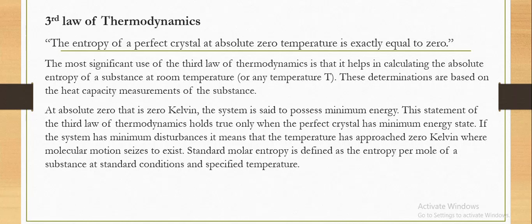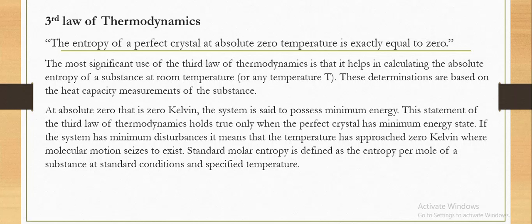absolute entropy of a substance at room temperature. These determinations are based on the heat capacity measurements of the substance. So what is entropy? Entropy is the measure of disorder in the universe. So the higher the entropy, the higher the disorder. So going back to the third law, it says that entropy at absolute zero is zero. In other words, things are most orderly when they are really cold.